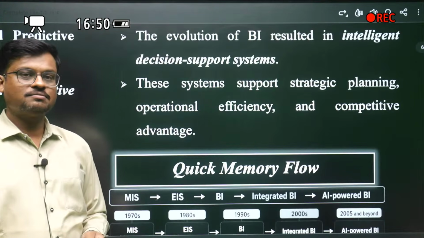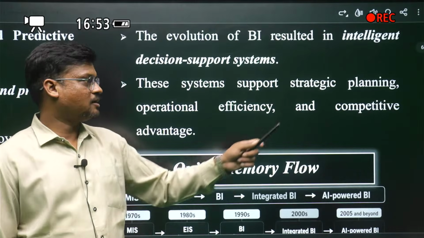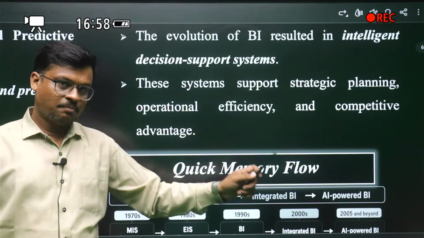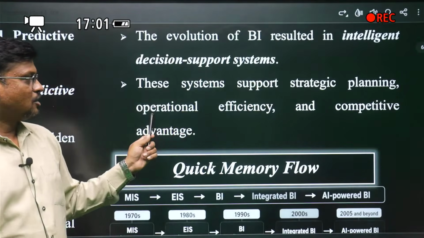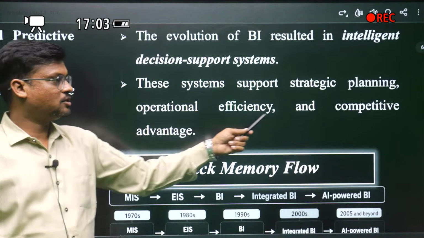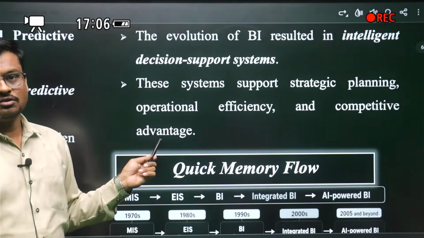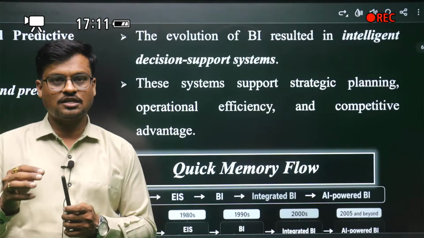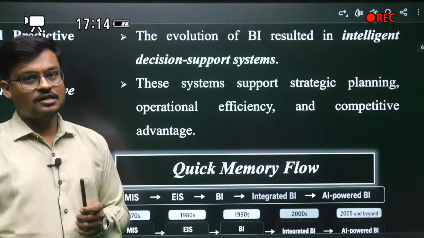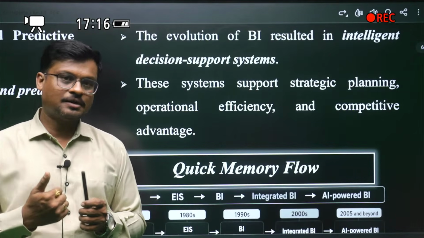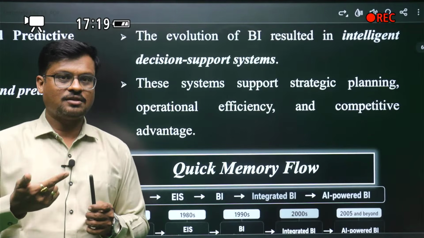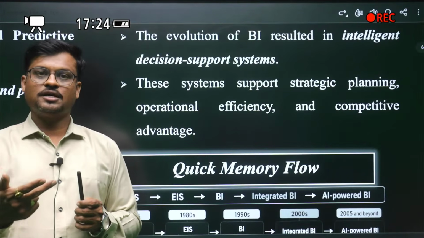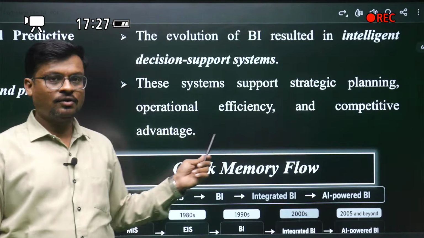These support systems give the manager a better hand for strategic planning. Just now, as I said, planning gives you better implementation, and better implementation gives you better results. Operational efficiency, this is your implementation, and competitive advantage, you will have a better edge when compared with your competitive organizations. All these three things are supported with the help of these intelligent support systems. You will make better planning, and with the planning you can go with better implementation. Better implementation obviously gives you better results, and obviously you are going to achieve the competitive advantage.